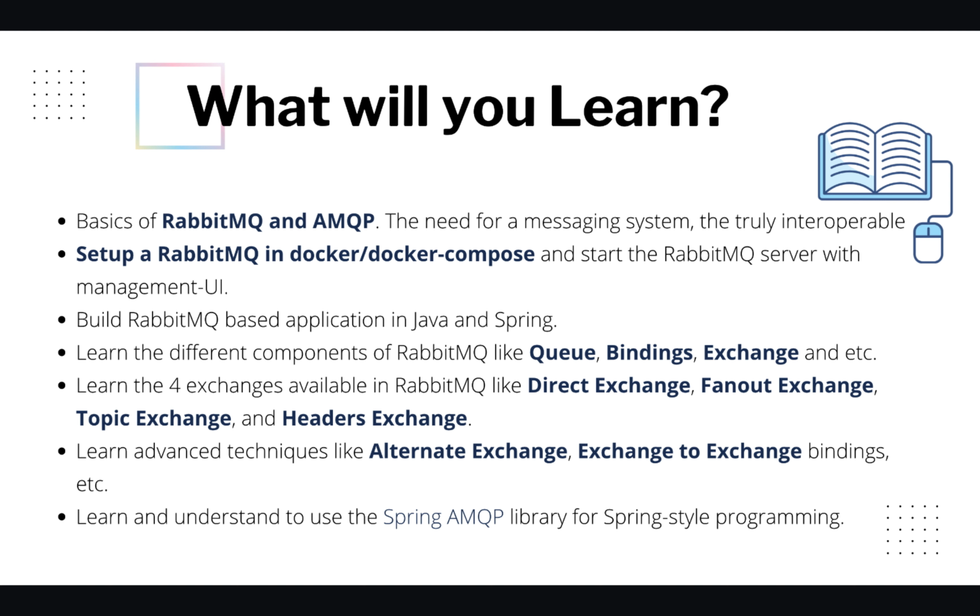There are 4 important exchanges available in RabbitMQ and we will learn each of them in detail. These exchanges are direct exchange, fanout, topic, and headers exchange. There are certain advanced techniques like alternate exchange, exchange to exchange bindings, and so on. We will also look into those. And like I mentioned, finally we will look into Spring AMQP.